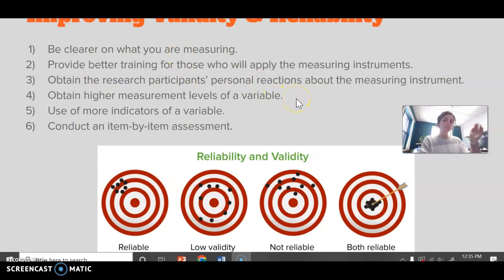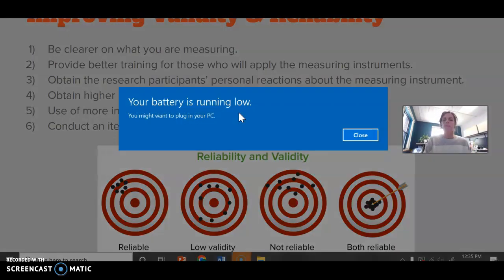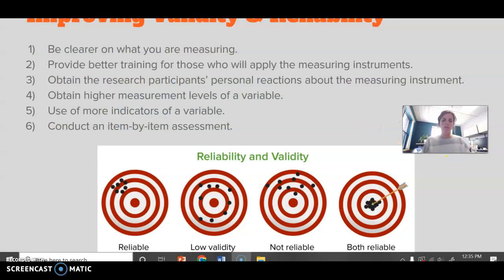You might need to move up on the higher measurements. Instead of having nominal, maybe you need to figure out how to make it more interval. We're going to talk about measurement tools in a couple different slides. Summative measurement tools are probably on the higher end of measurement, and so maybe transitioning yourself into more summative responses. Use more indicators of a variable. This is going to make your research question, or your questions, a little bit more detailed.